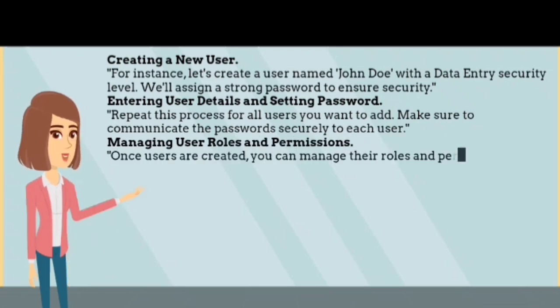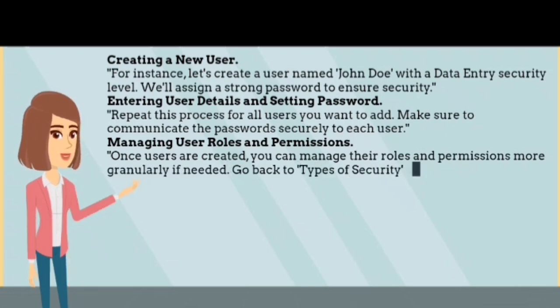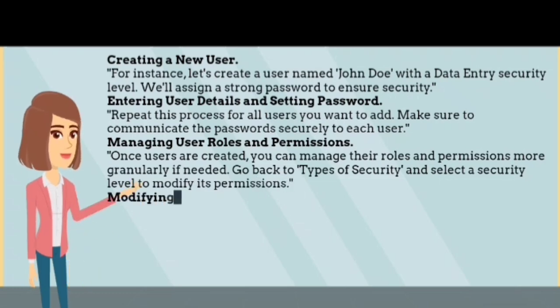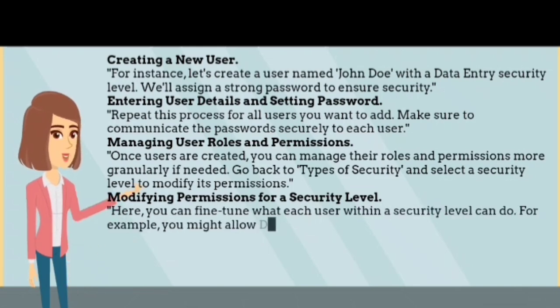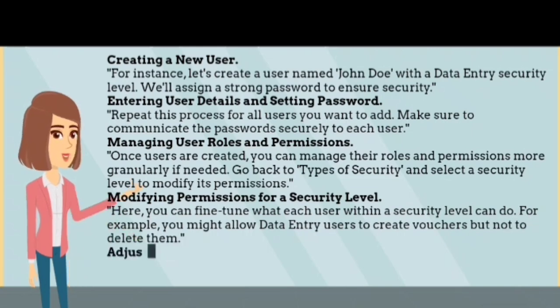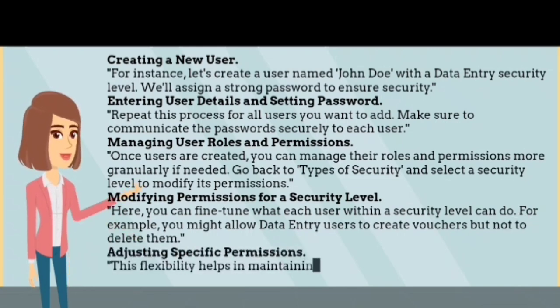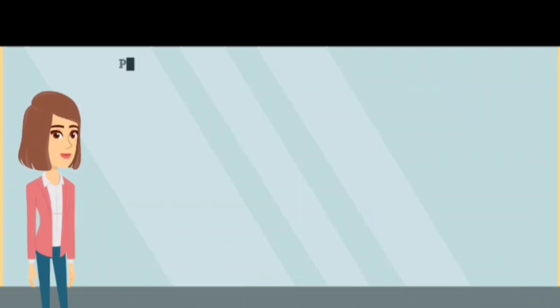Once users are created, you can manage their roles and permissions more granularly if needed. Go back to types of security and select a security level to modify its permissions. Modifying permissions for a security level. Here, you can fine-tune what each user within a security level can do. For example, you might allow data entry users to create vouchers but not to delete them. Adjusting specific permissions. This flexibility helps in maintaining a secure and controlled environment in your Tally system.